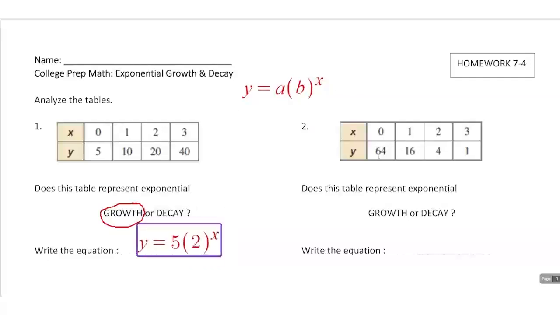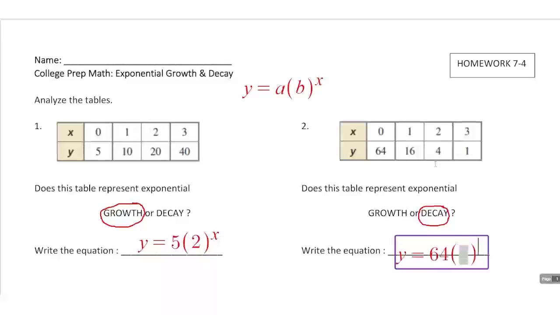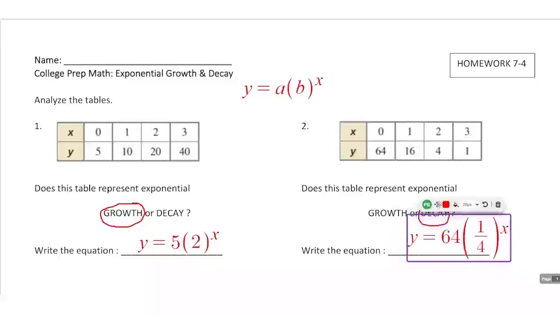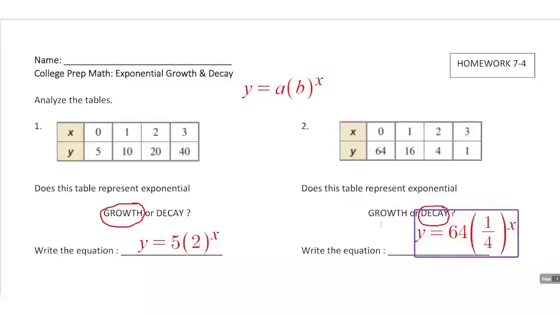Number 2, we can see that the values of y are decreasing, so we have exponential decay. We'll write the equation in the same way, we just need to figure out what we're actually multiplying by. My y-intercept is 64, that's my initial value. My multiplier here, for each step of x, I'm dividing by 4. That's the same thing as multiplying by 1/4. So I should have y equals 64 times 1/4 to the power of x.